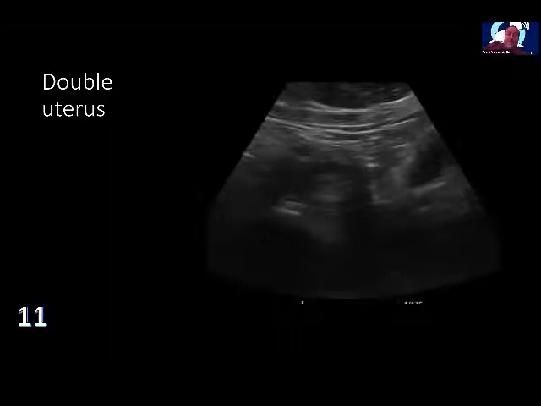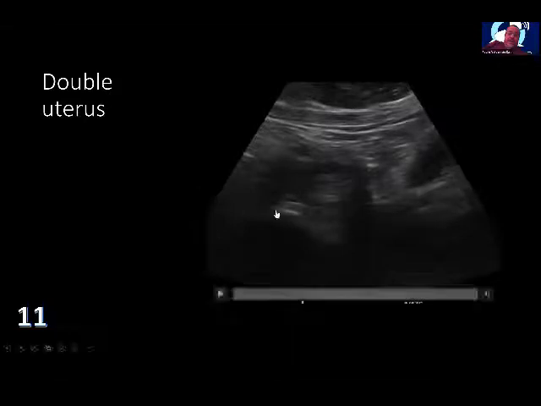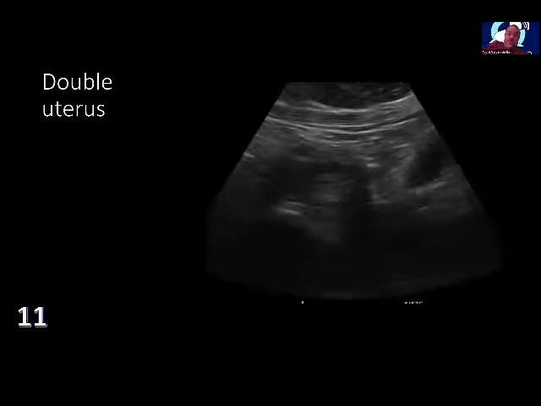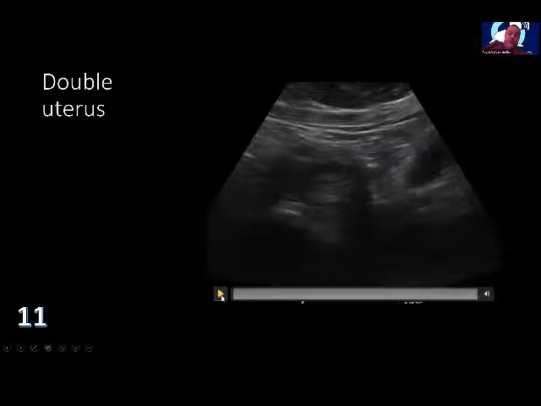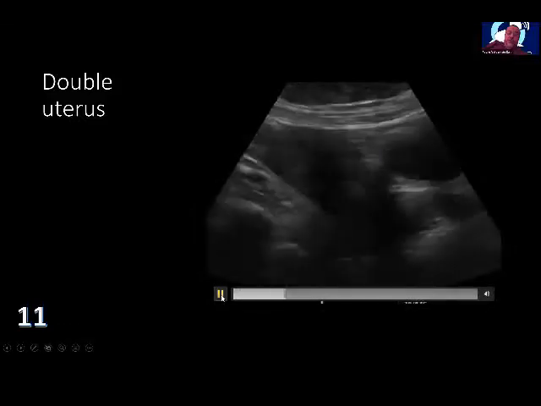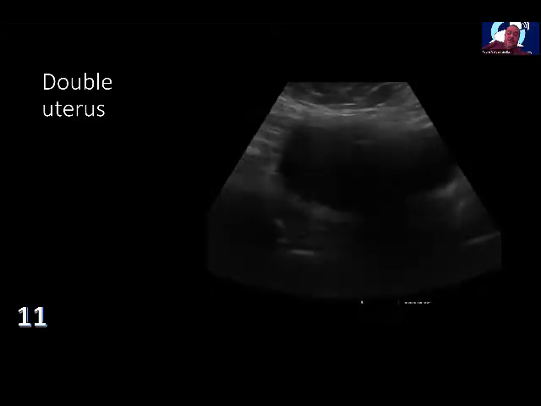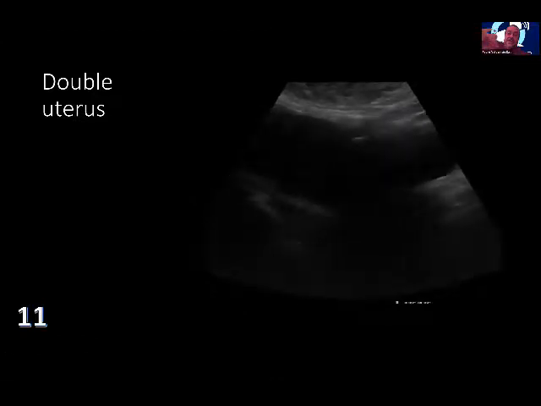Another degree of anatomy variant is the double uterus. We don't have a divided or septated uterus, but a double uterus. We will see how that looks on real-time scanning.